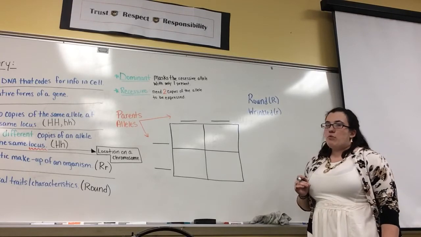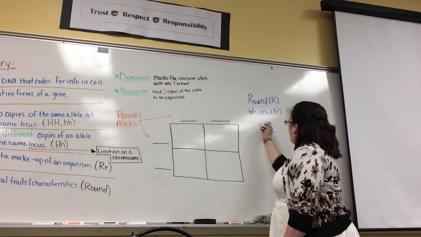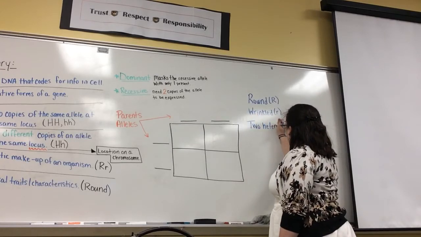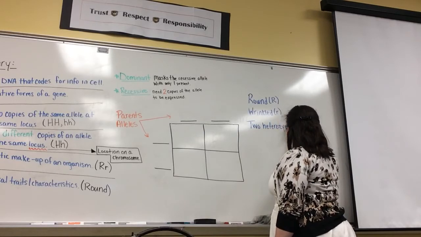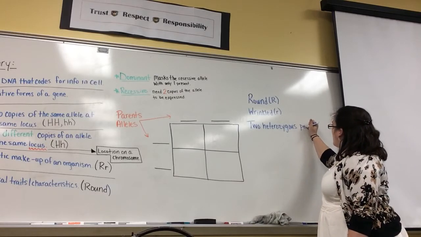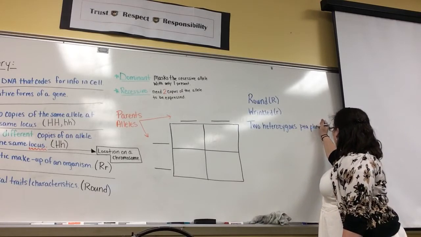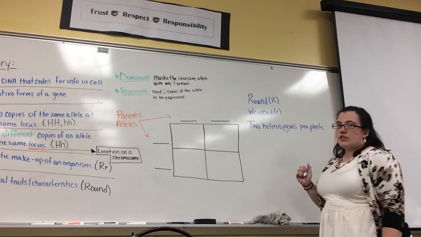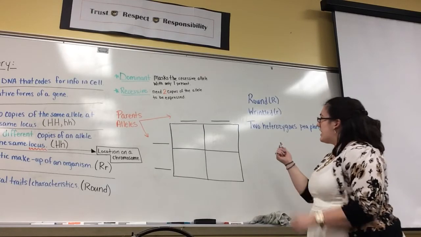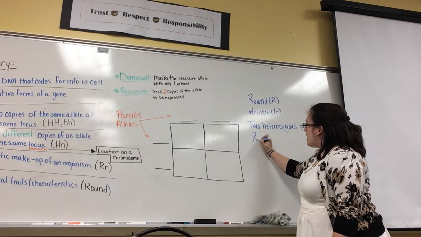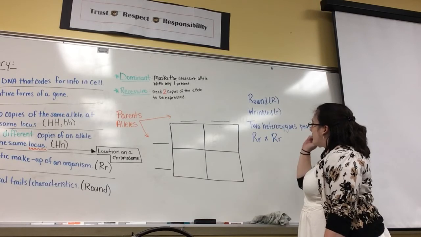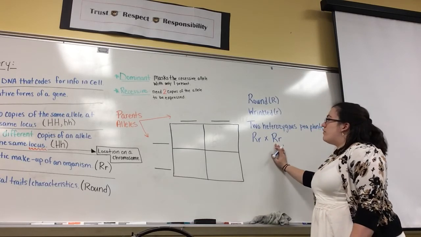So if we use an example where we are crossing 2 heterozygous pea plants. Okay, so first you'll need to figure out what their genotype is. So if both plants are heterozygous, they would both be big R, little r. So we always use an X in between to show the cross between the two. So this would be the genotype of both parents.